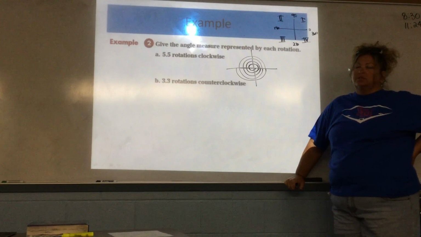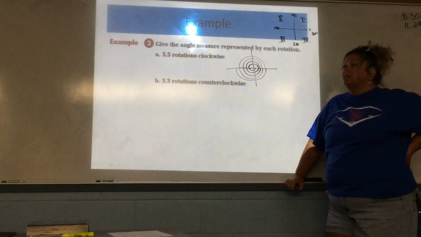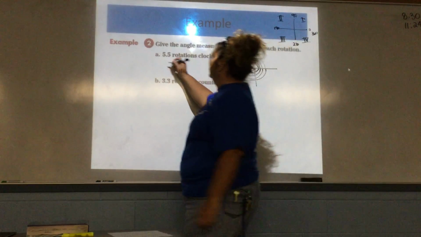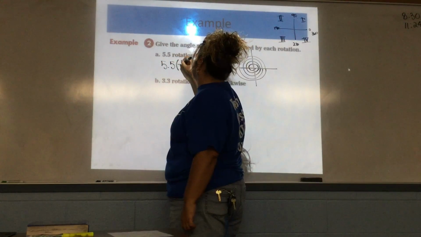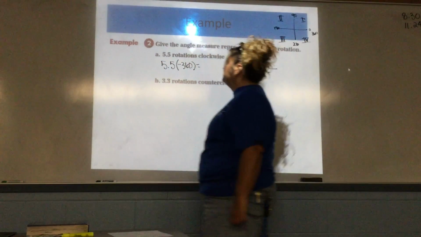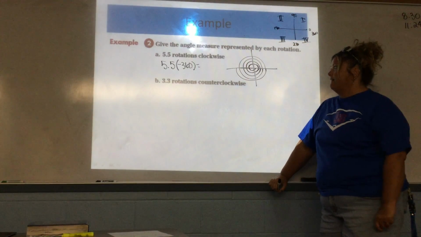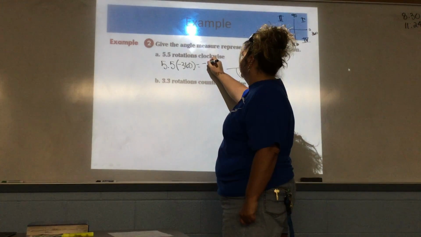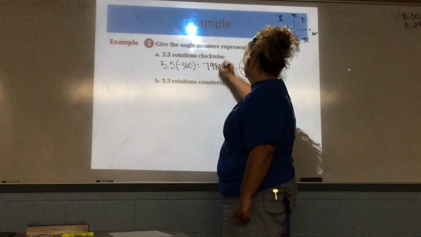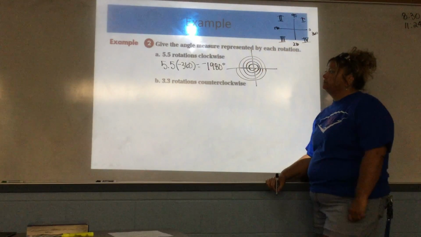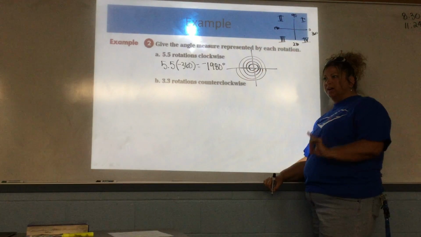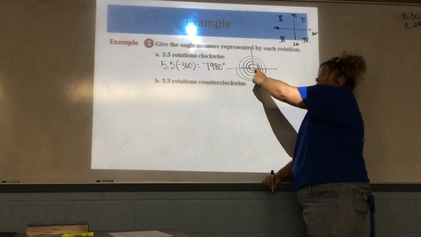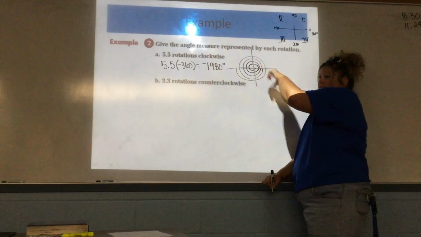How can I figure out what that degrees would be? Multiply it by 360. Now he said it was gonna be negative 360. So 5.5 times negative 360. What'd you get? Negative 1980. Good. Does everybody understand why it's negative? Because once they say clockwise, it goes down and around.